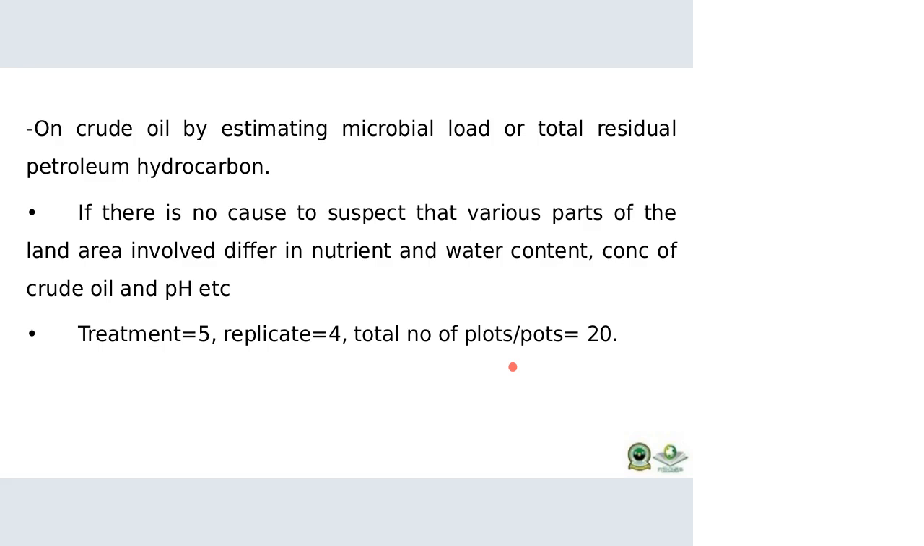Remember, there could be other factors within the soil where the crude oil is found, factors like the level of nitrogen, the level of moisture, the level of phosphorus, and so on and so forth. Now, we are assuming that all these other factors are equal. They do not vary. The concentration of nitrogen is the same across all the units, across all the areas within that crude oil contaminated field.